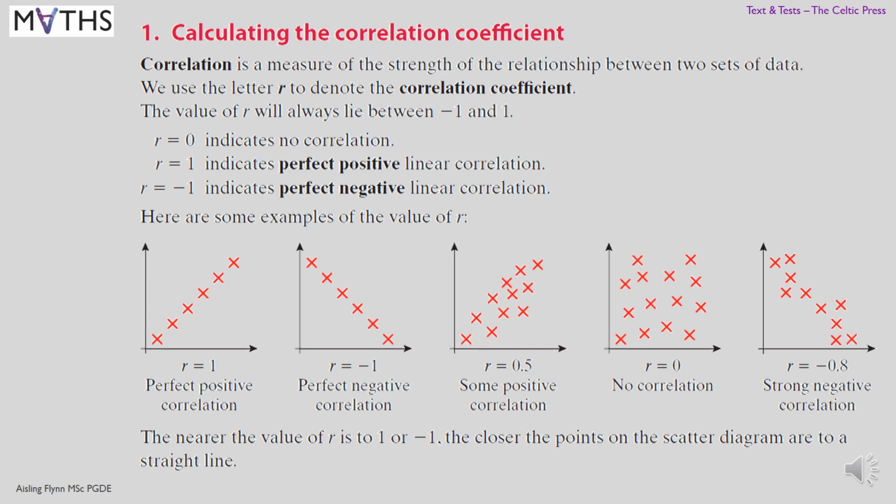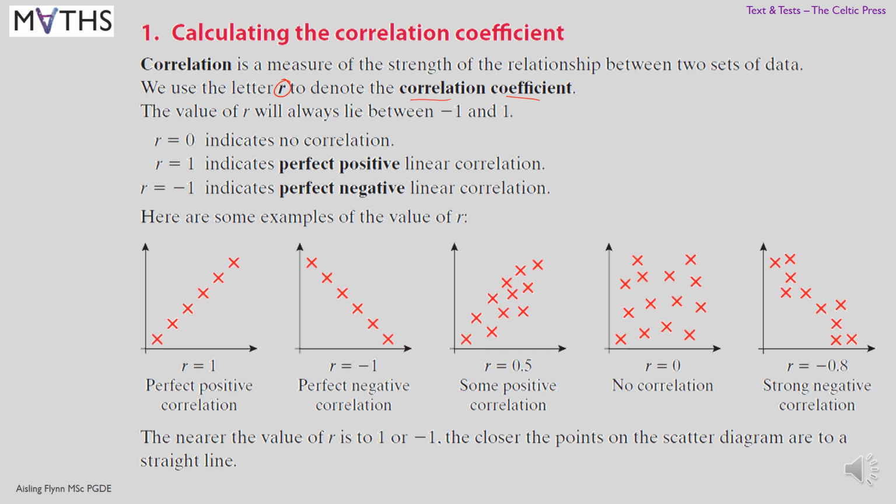Correlation is a measure of the strength of the relationship between two sets of data, and we use the letter R to denote the correlation coefficient. So R is a number that describes how strong or weak the correlation is. And R will always be between -1 and +1.